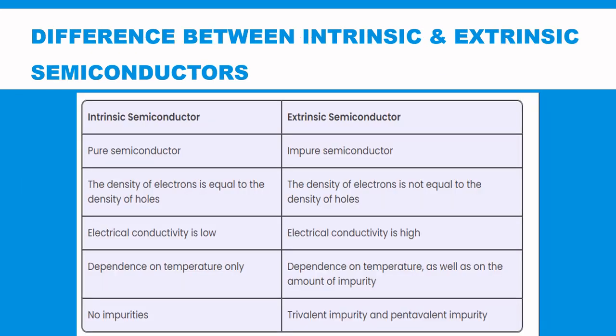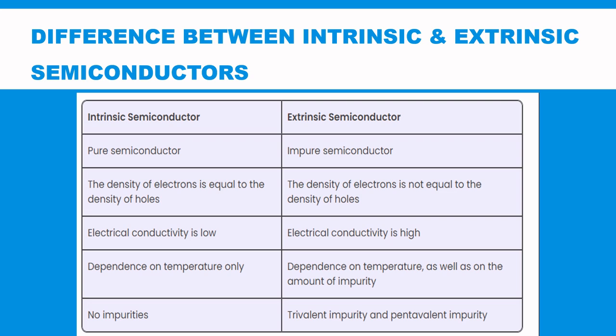Here the comparison of intrinsic and extrinsic semiconductors is given. Intrinsic is a pure type of semiconductor because there is no impurity present. Extrinsic is impure. In an intrinsic semiconductor, the density of electrons is equal to the density of holes, meaning the number of electrons is equal to the number of holes. But in an extrinsic semiconductor, it is not equal.